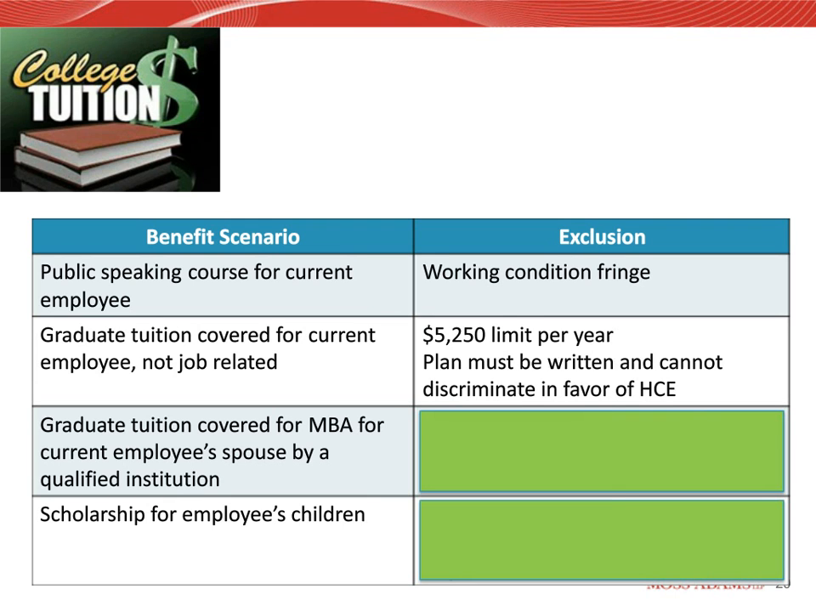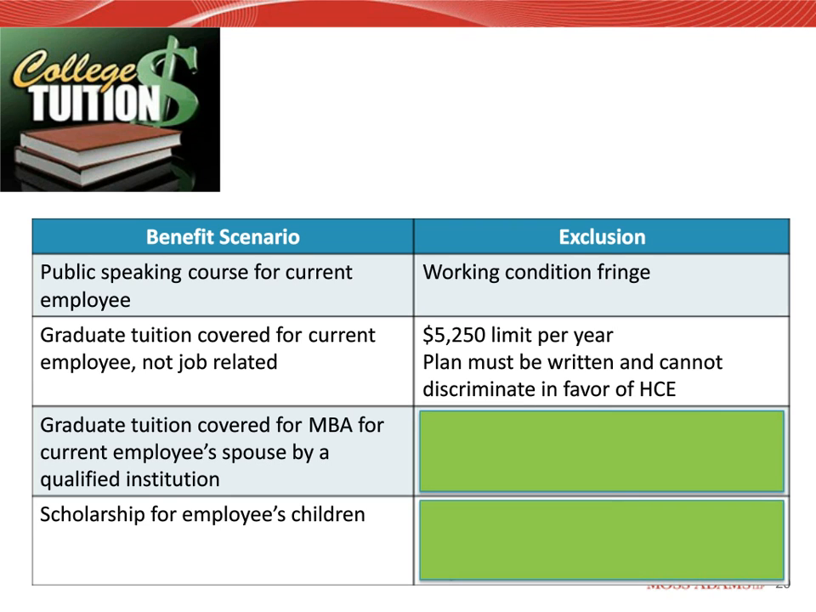Yep, so I've got an error on my slide. We are going to say undergraduate tuition, right? Oh no, I said it, sorry, I did it right. See, I did it right when I set this up yesterday. 127 does cover graduate school courses. I run into this all the time. So graduate school is covered under 127, but you have a 5250 limit per year.